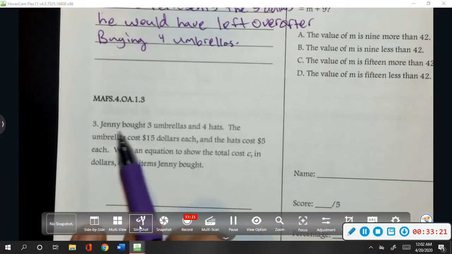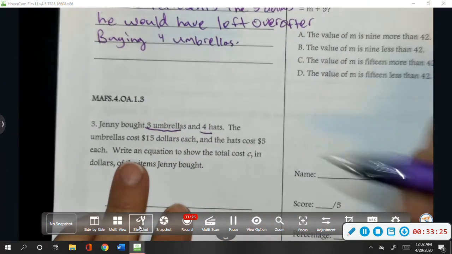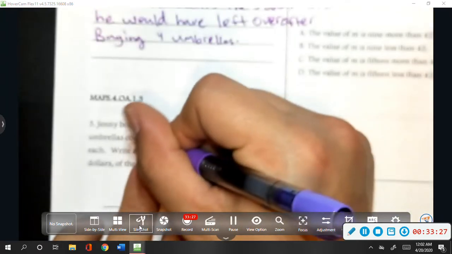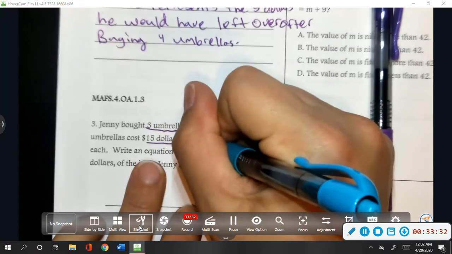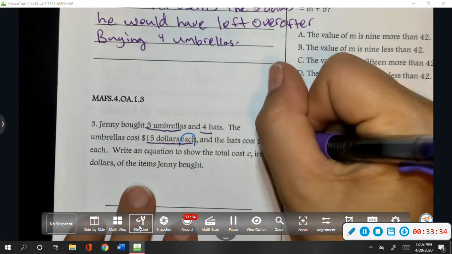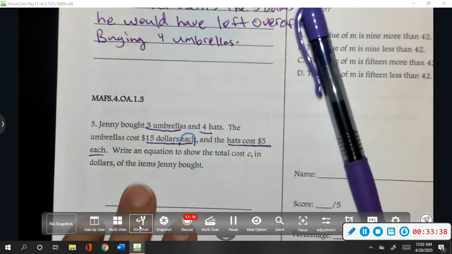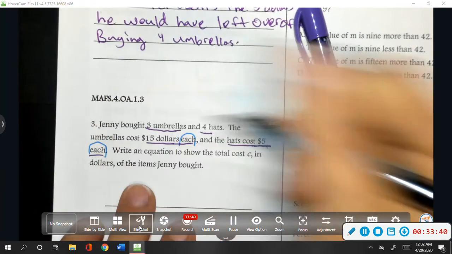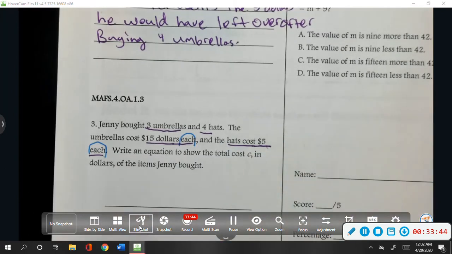Number 3. Jenny bought 3 umbrellas and 4 hats. The umbrellas cost $15 each. There's our multiplication term. And the hats cost $5 each. Write an equation to show the total cost C in dollars of the items Jenny bought.